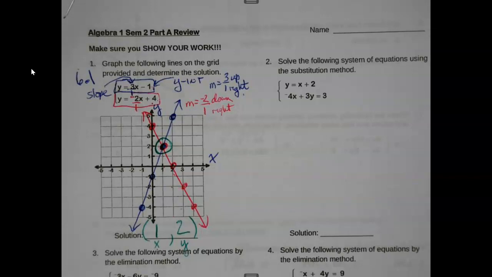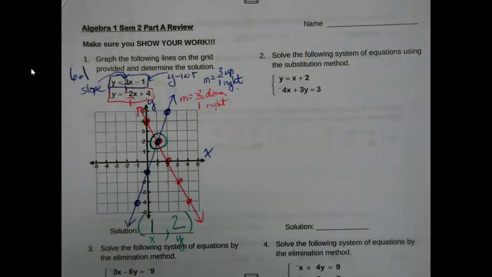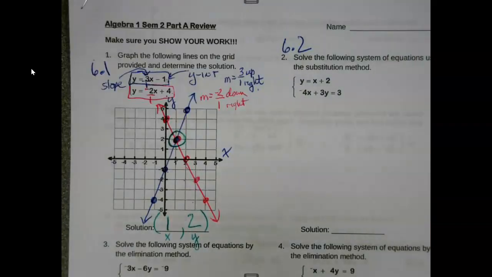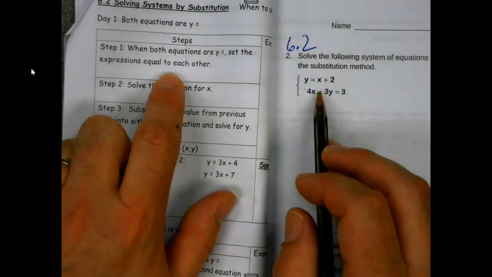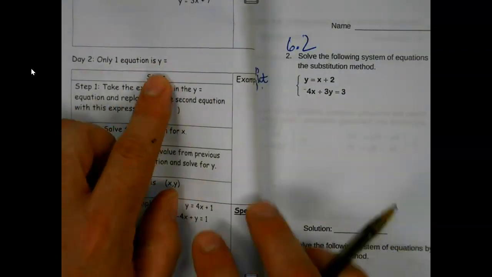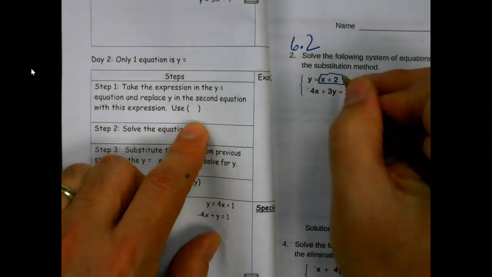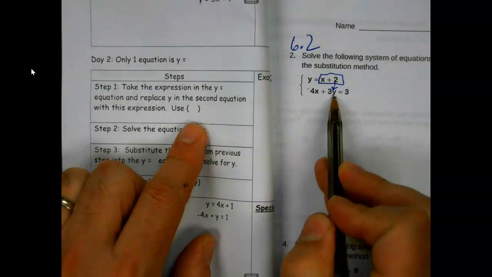So, just saying. Okay, solve using the substitution method. Let's see here. This is still a Unit 6 thing, isn't it? We're going to notice something here. Is there going to be a pattern? Is this going to go in order? Maybe. So I look and I go, okay. When both equations are y equals, well, they're not, so what the heck? Only one equation is y equals. Okay. Take the expression in y equals and replace it in the second equation. In other words, take x plus 2 and stick it in there for y.